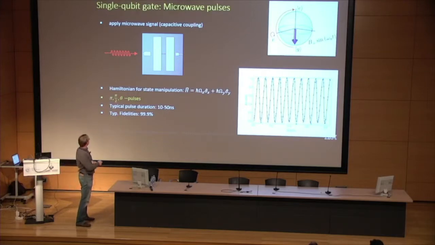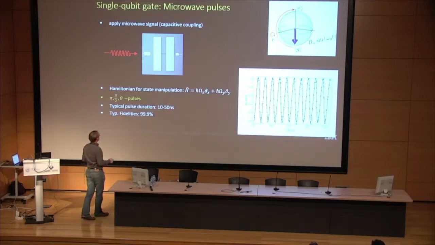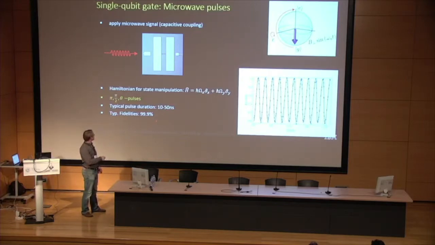And why I want to bring this slide is just pointing out what the fidelities and the gate times are at the moment. We are at about 10 to 50 nanoseconds for the single qubit gates, and for the single qubit gates we reach fidelities of about 99.9% as a rough guideline.